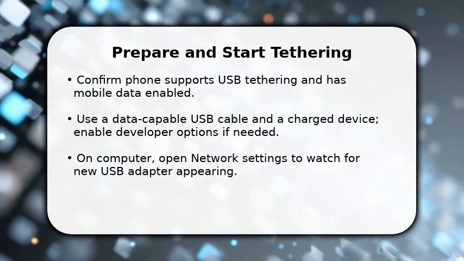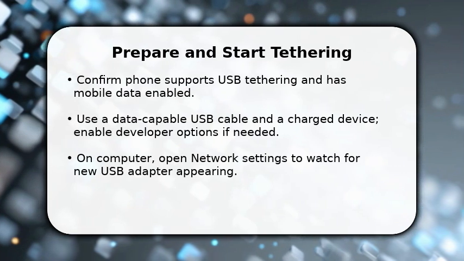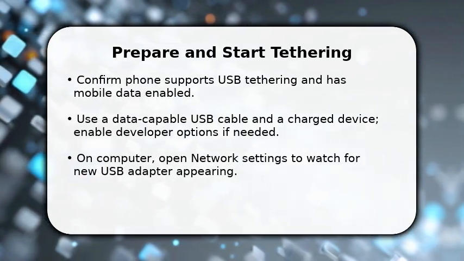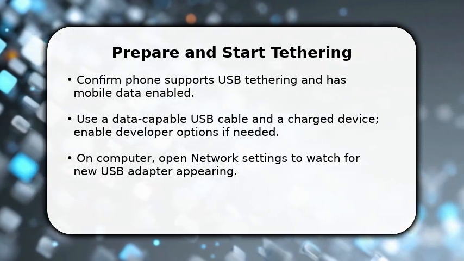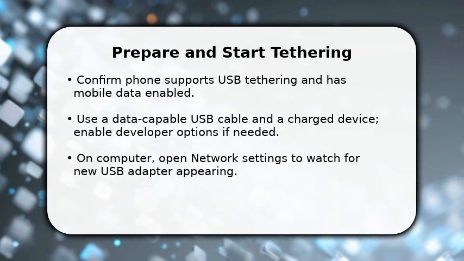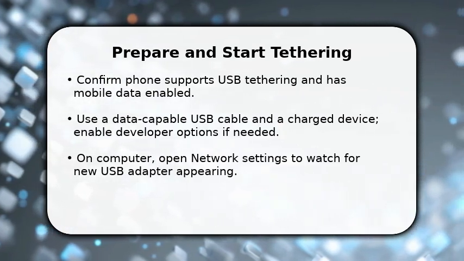You begin by enabling mobile data and connecting the phone with a quality data cable. This is how you create the physical link. On Android, open Settings and turn on USB tethering. On iPhone, enable Personal Hotspot and trust the computer when prompted.